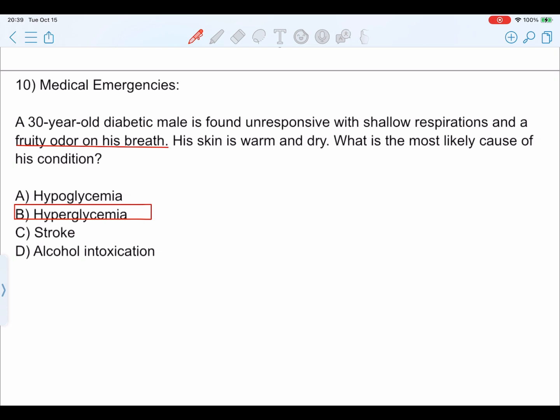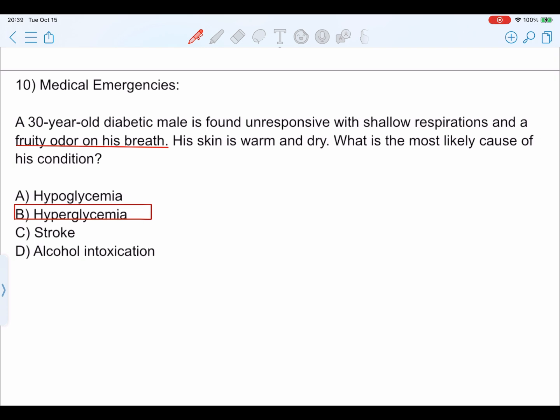We know this patient's diabetic because it tells us that. So we should already be thinking of something related to diabetes, either hypo or hyperglycemia. Sometimes they would give you a question on there that includes information that's just meant to throw you off. This isn't one of those cases.